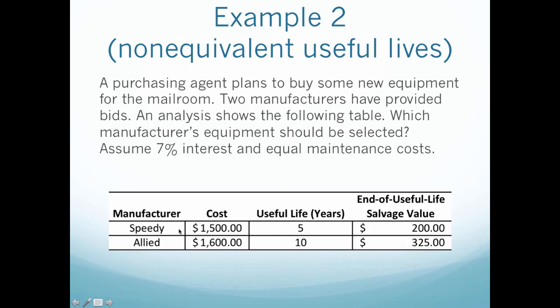Okay, so I have this one manufacturer called Speedy, who it's going to cost me $1,500 for this equipment. That equipment then will last me 5 years, and at the end of those 5 years I can sell it for $200. I then have another manufacturer called Allied who will cost me $1,600 for the equipment, but that equipment then will last 10 years, and at the end of those 10 years I can get $325 back.